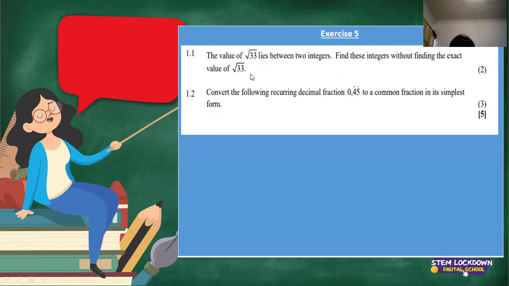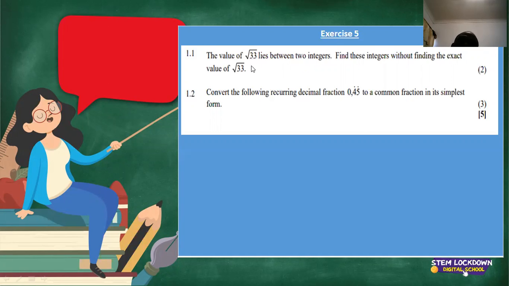So how do we do this? We're basically going to find the perfect squares, the square numbers that come before 33 and the one that comes after 33. The square number before 33 is going to be 25, and after 33, the square number is going to be 36.